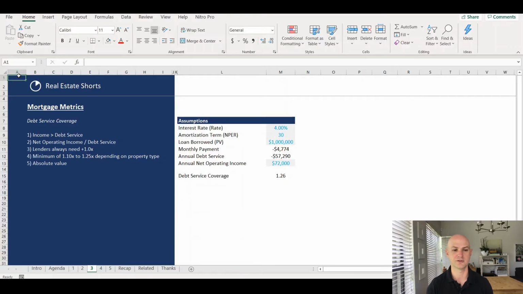Now I'd like to dive into each one of them individually in a bit more detail to illustrate how they work, how they're calculated, and from the lender's perspective, how they're applied. So we'll start off with debt service coverage.